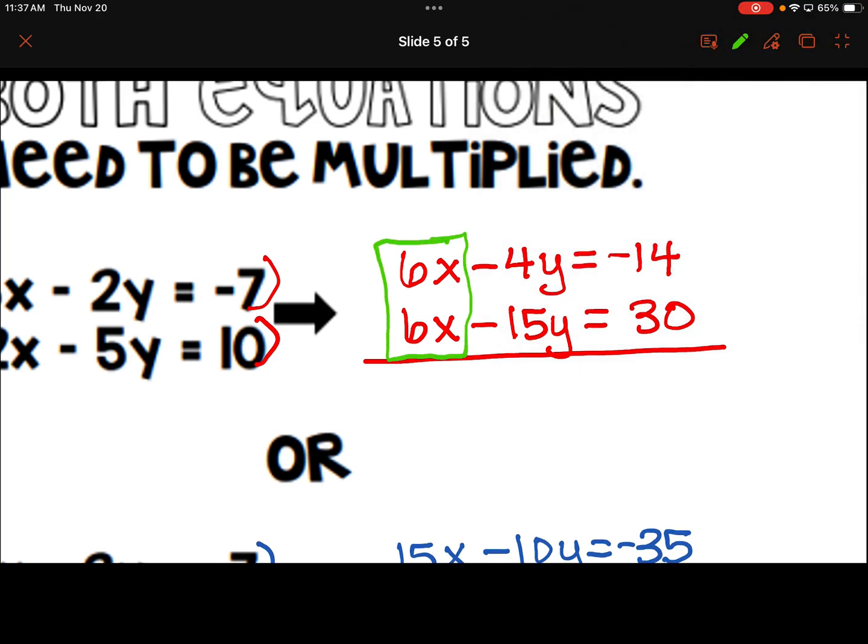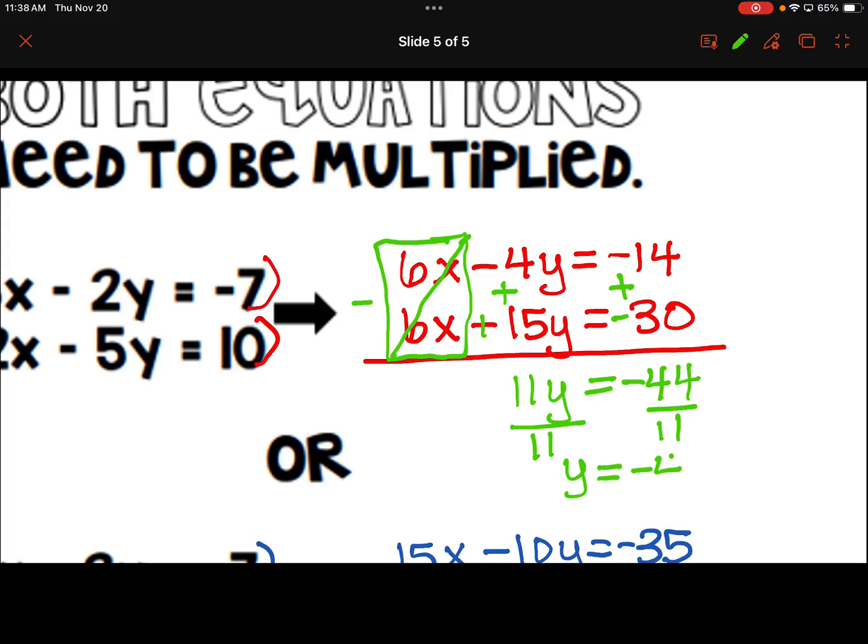So I want to eliminate the x, so I'm going to subtract. So 6x minus 6x cancels out. Keep, change, that's going to give me 11y. Keep, change, that's going to give me negative 44. Divide by 11. Y is going to be negative 4.